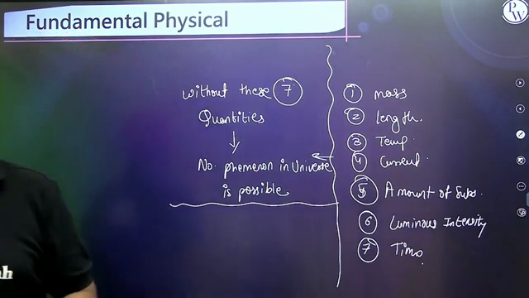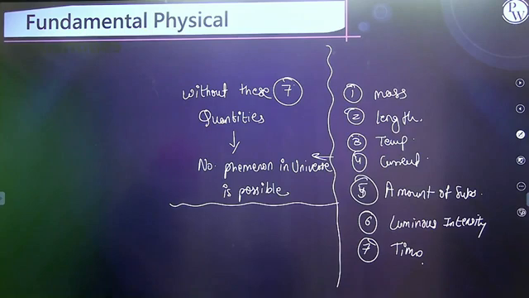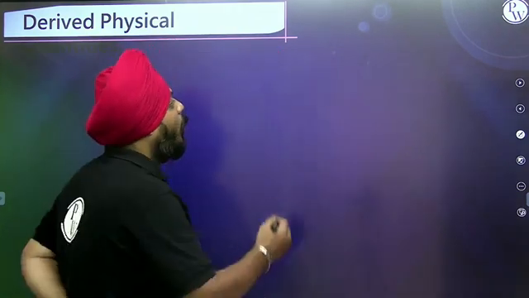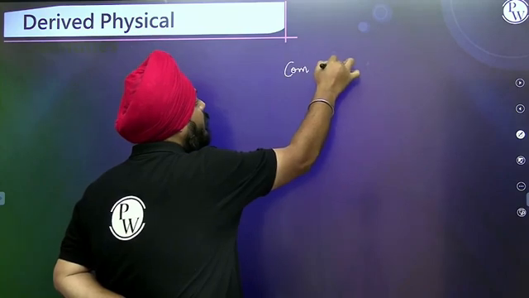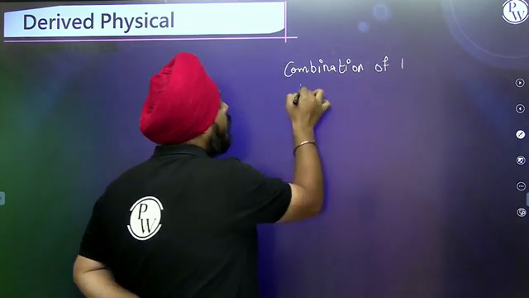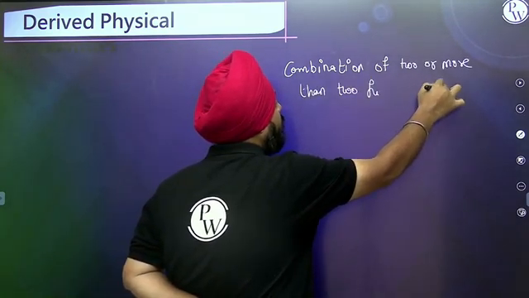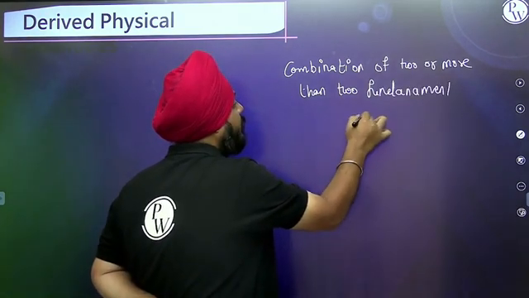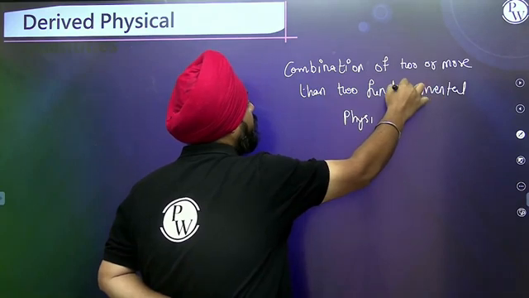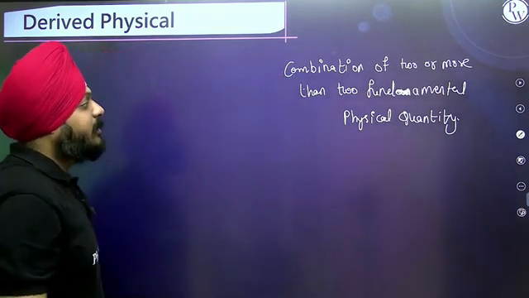Now let's move on to the next definition, that is the derived quantity. The derived physical quantity states that it is a combination of two or more than two fundamental quantities. Let's have an example of it.